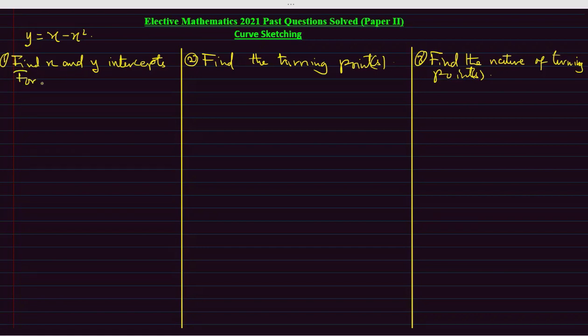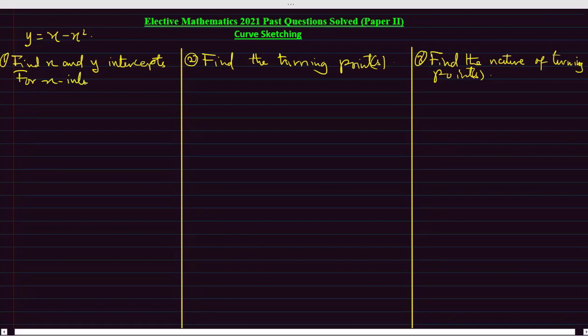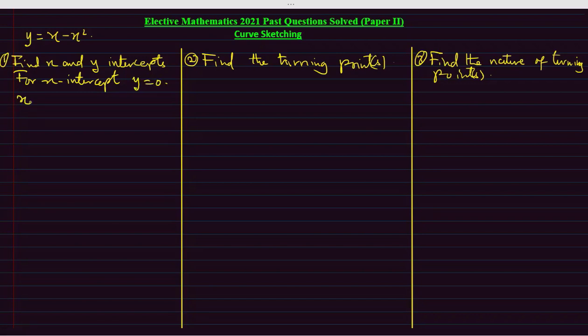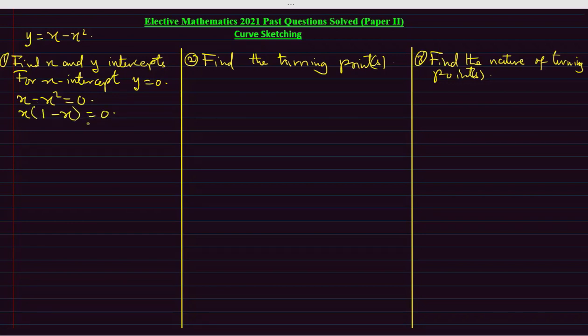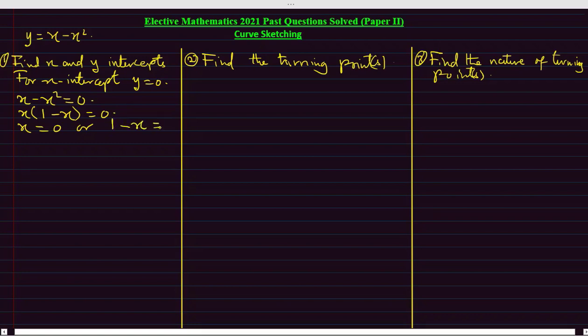So for x intercept, put y equals 0. We are going to have x minus x squared equals y is 0. So we factorize out x, giving us x times 1 minus x equals 0, which implies x equals 0, or 1 minus x equals 0, which implies x equals 1, or x equals 0.